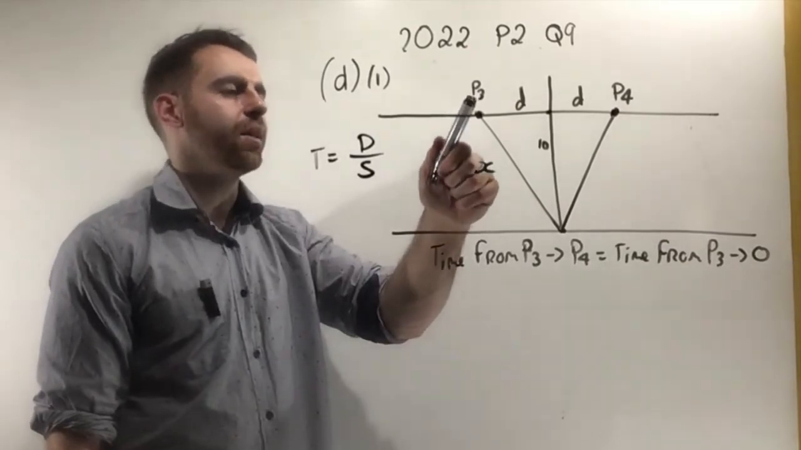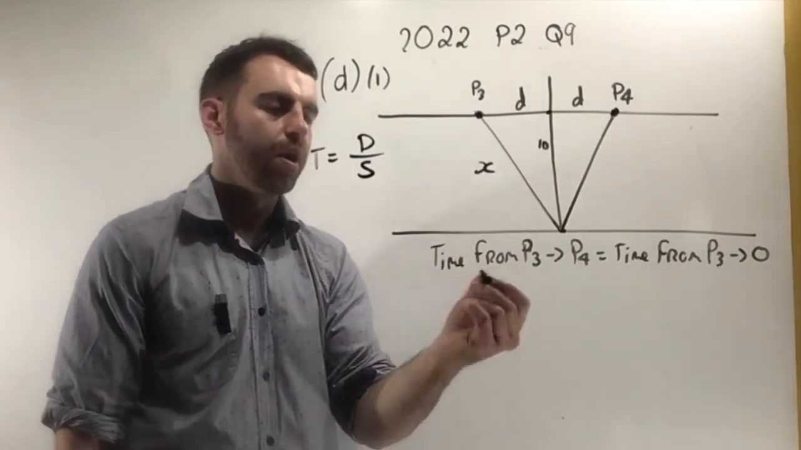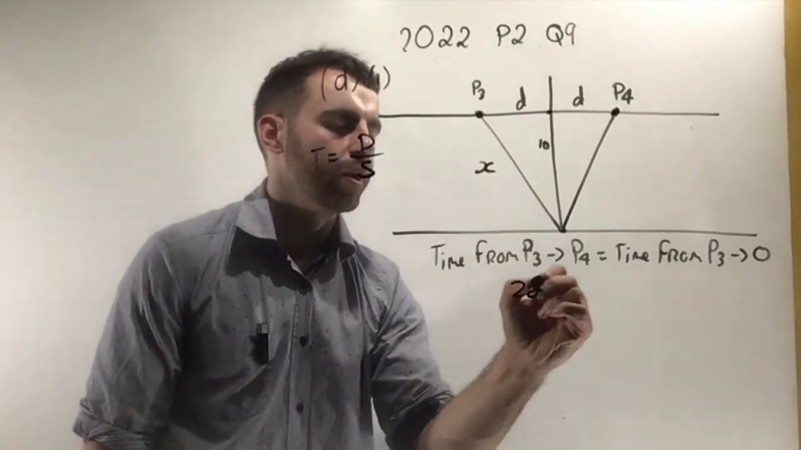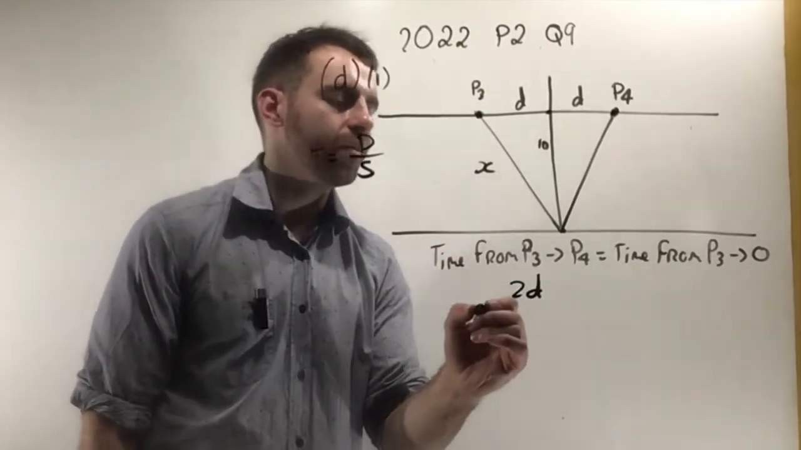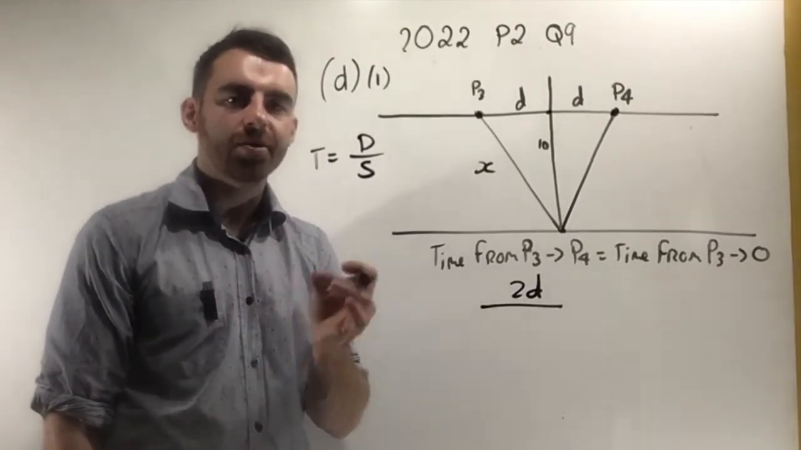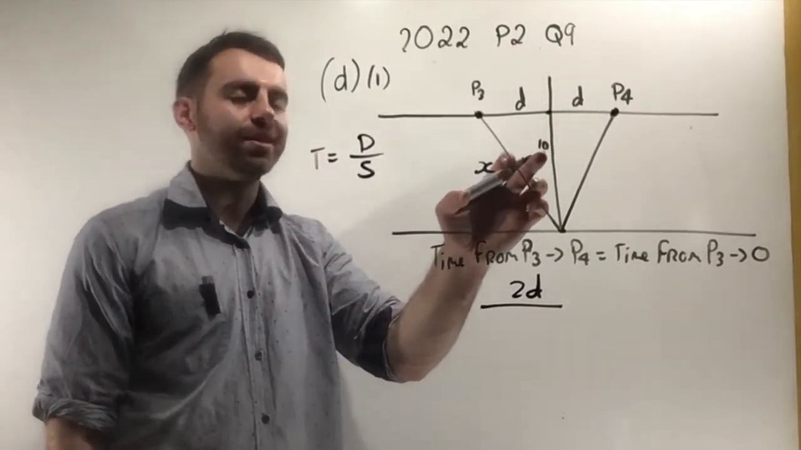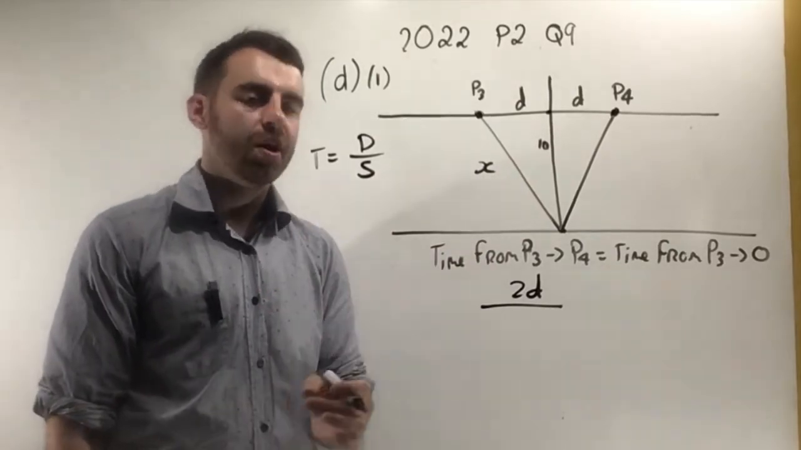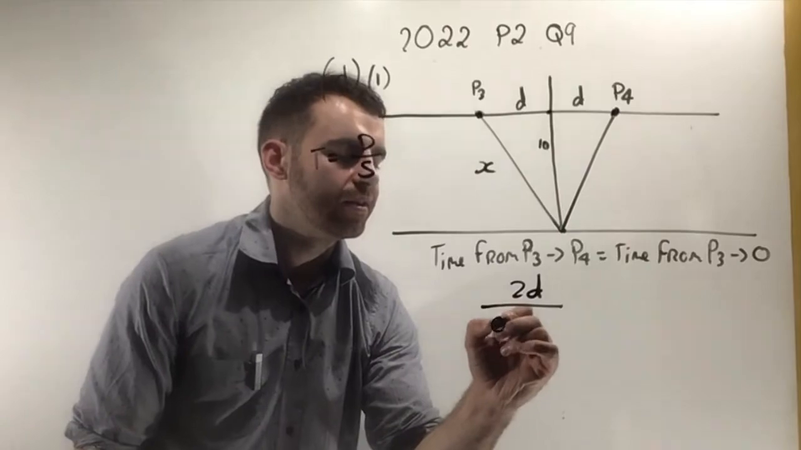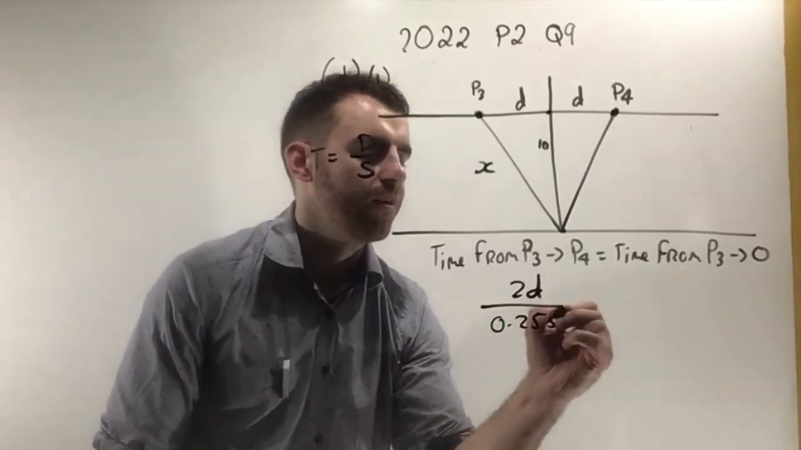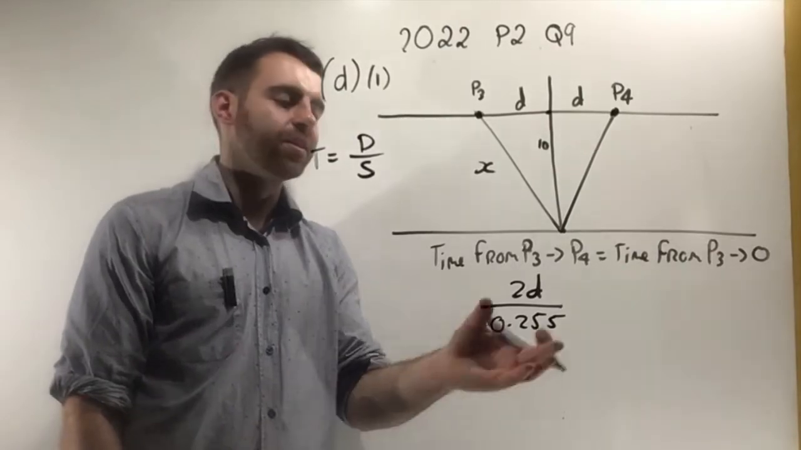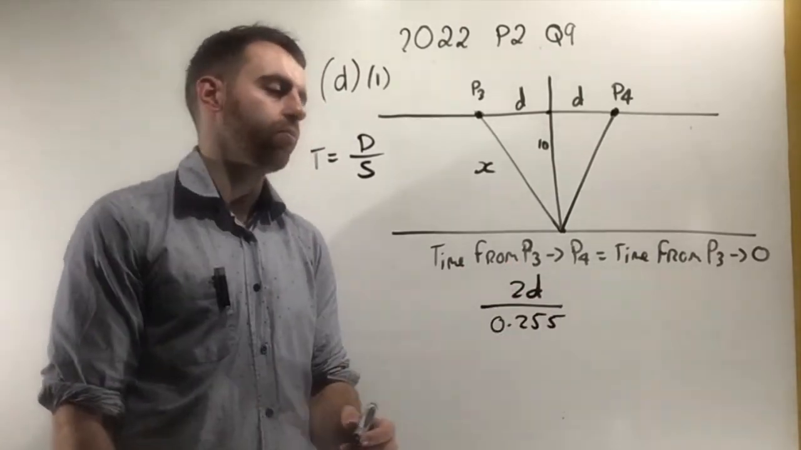The time it would take to get from P3 to P4, well, the distance the plane travels is d plus d, or in other words, it's 2d. And the speed of the plane is 255 meters per second. But remember that this diagram is in kilometers, so 255 divided by 1,000 is 0.255 kilometers per second. That's the speed of the plane. And as you can see, we already have one of the fractions we're looking for.